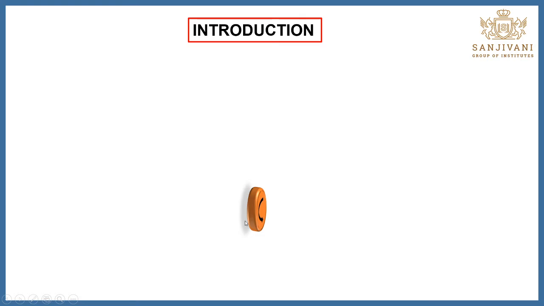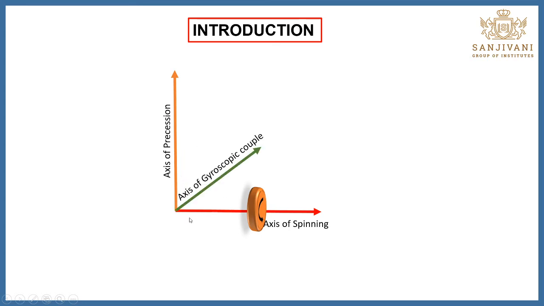Now we'll see one small visualization, and within this you will come to know. Suppose this is the rotor which rotates in the anticlockwise direction about this axis. Now it is taking the turn about the vertical axis, which is called the axis of precession, and because of the gyroscopic force, the whole body will rotate about the third axis, which is called the axis of gyroscopic couple.